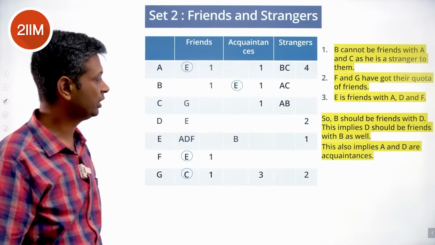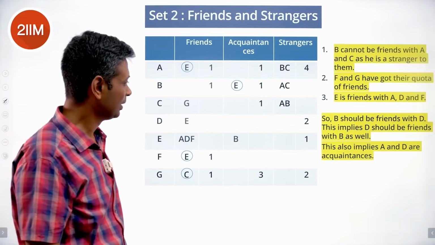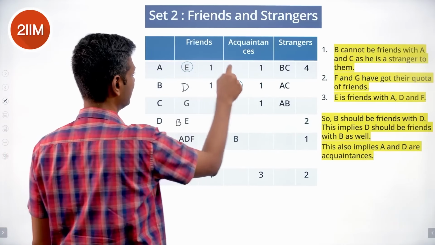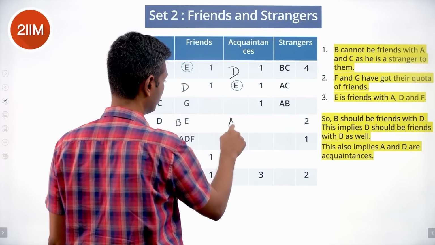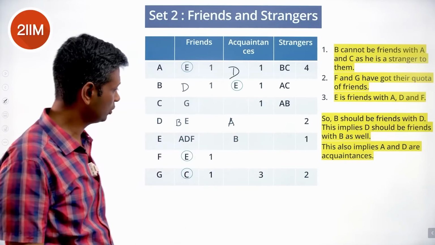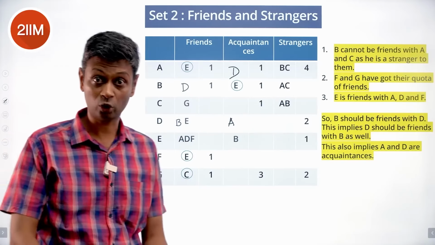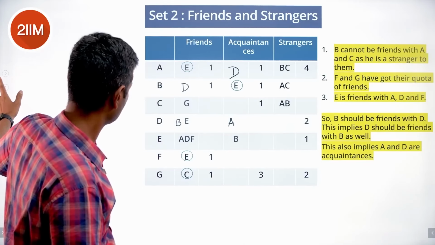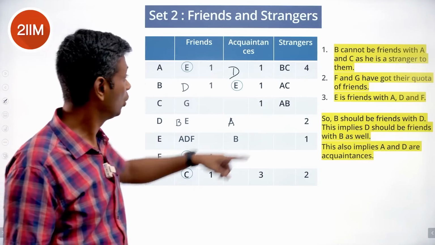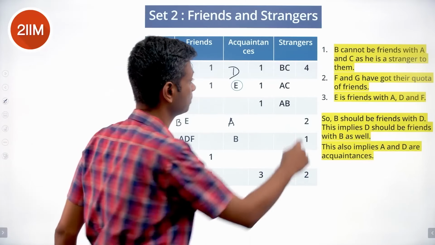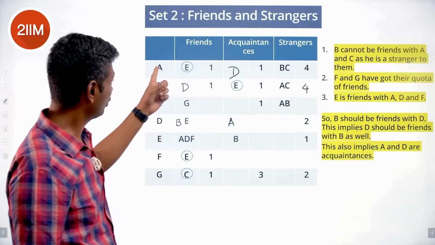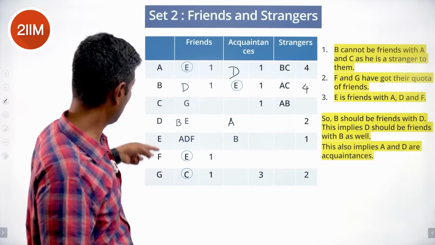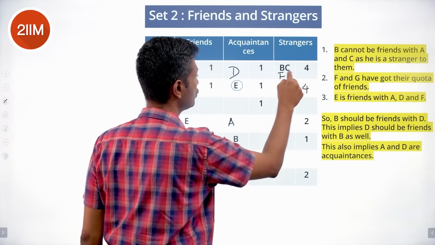So B should be friends with D. This implies D should be friends with B as well. So a D goes here, B goes here. This will be D, and A would sit here. Nice, wonderful. Let's see if we can build further on this. So this automatically means we can fill out the 4 numbers here. A is friends with E and D. With the other 4, he should be acquaintances. B, C, F, G.